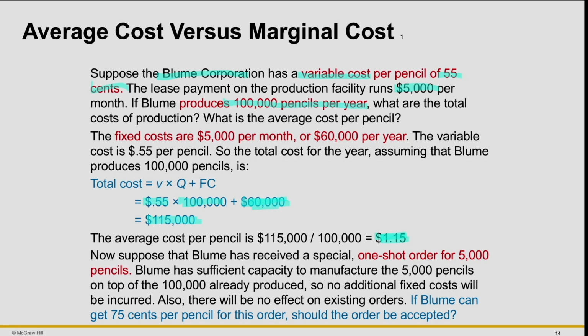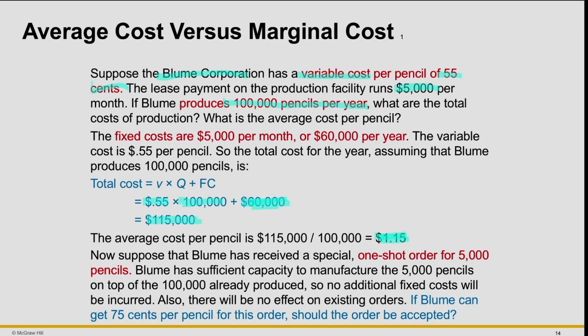Bloom Corporation gets an order for an additional 5,000 pencils. They actually have a little bit of excess capacity in this plant, so they are able to produce those extra 5,000 pencils without adding onto the plant or increasing the fixed costs. So the fixed costs are going to remain at 60,000. So the question becomes, at what price should they sell these extra 5,000 pencils? What is the lowest price they could sell them for?